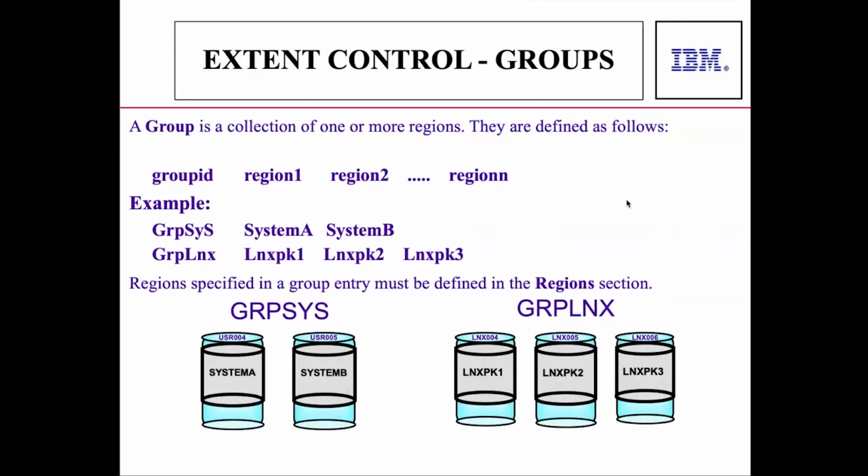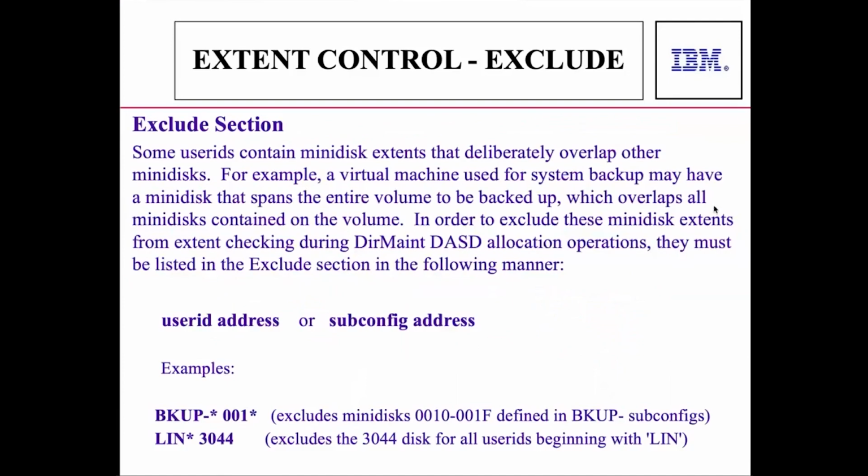You're going to allocate a disk to Linux. Well, I just allocate it in the Linux group, and it will find free space in one of the regions to allocate the disk. If it comes back and says there's no space, then what do you do? You add more regions and put those regions into that group, and then of course you can allocate those disks. So typically that's what you're working with, the groups itself. So that's those two sections.